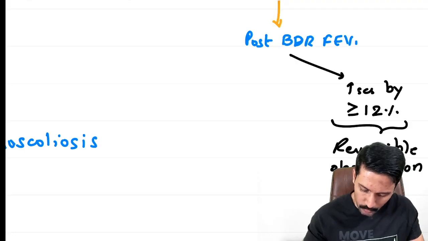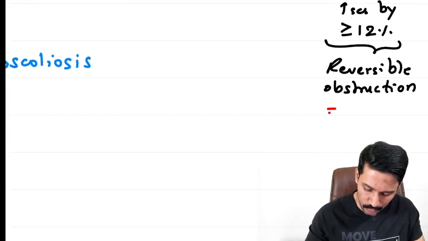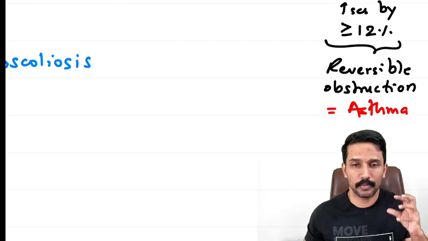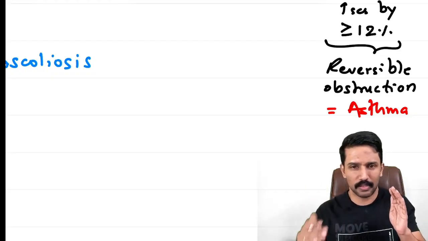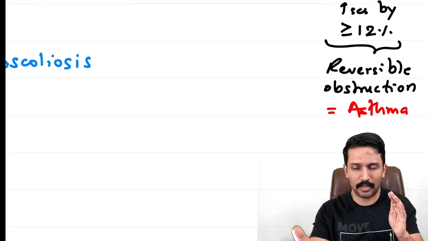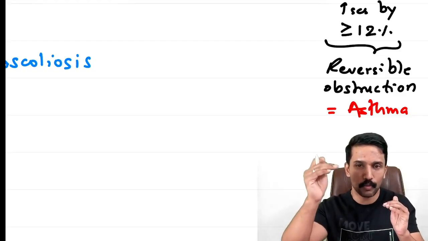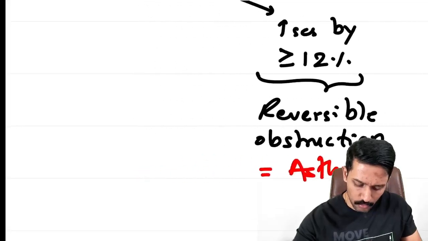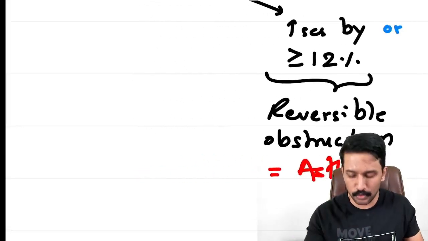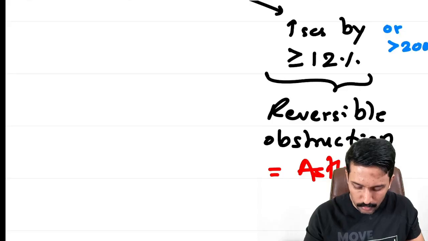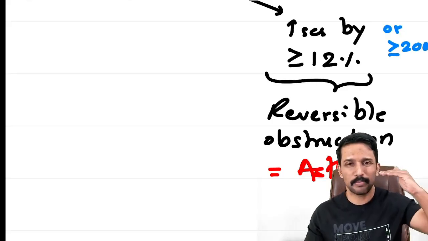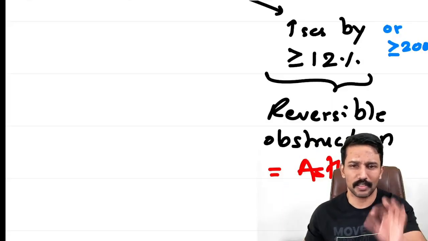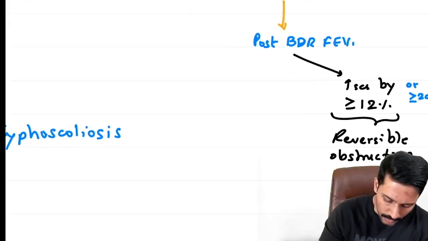Whenever we have reversible obstruction, we have only one major differential diagnosis, and that is asthma. So in any patient where the FEV1 by FVC ratio is less than 0.7, that is obstruction, and I give a beta agonist nebulization or inhaler, and FEV1 jumps by more than or equal to 12%, it is asthma, right? Also note that it's not just about 12%, it can also be an absolute value of more than or equal to 200 ml. If the jump from pre-bronchodilator to post-bronchodilator is 200 ml, don't even calculate the ratio. It is reversible obstruction. It is asthma. Simple.